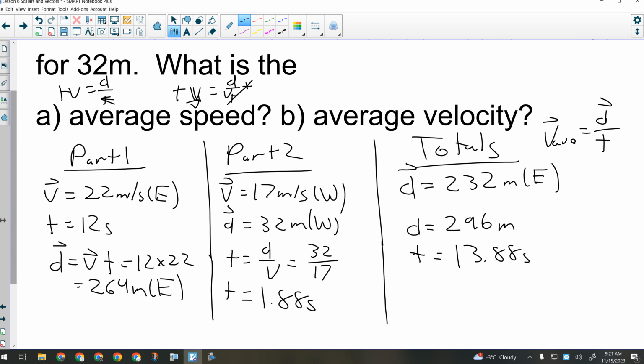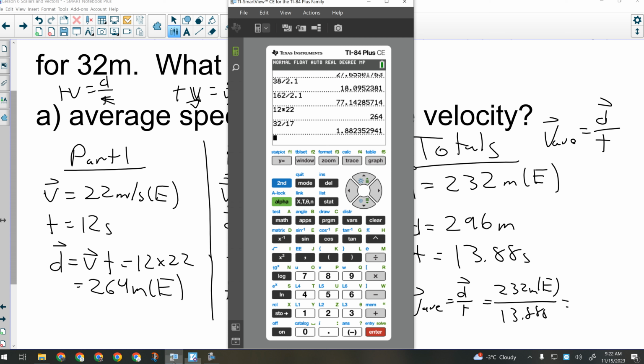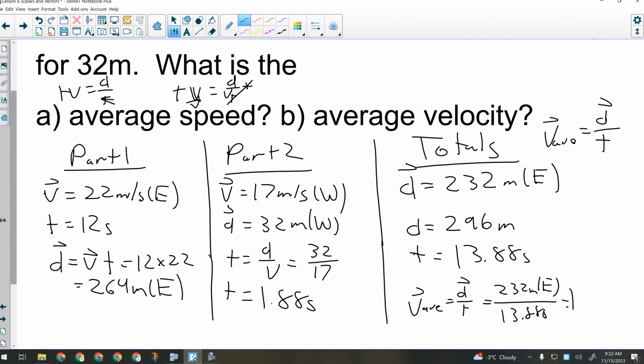So on that note, if I want to find average velocity, I would take my total displacement, divide it by my total time. So 232 meters east, divided by 13.88 seconds. Okay, 16.7. What are my units? Meters per second east.